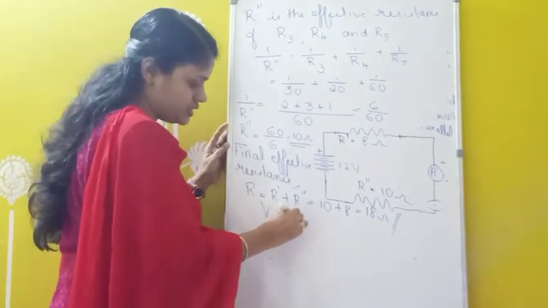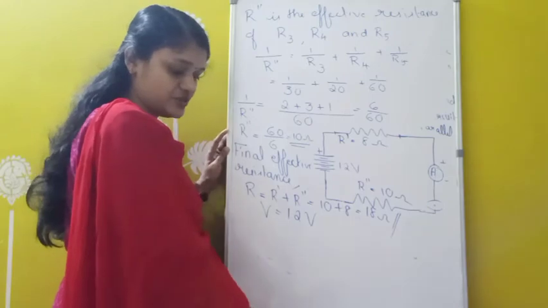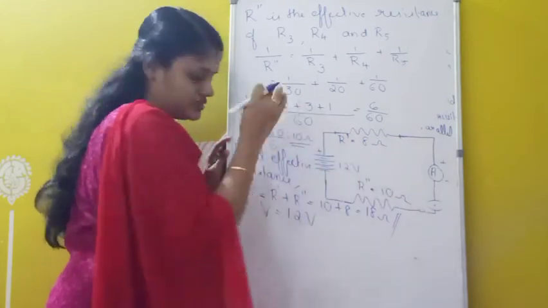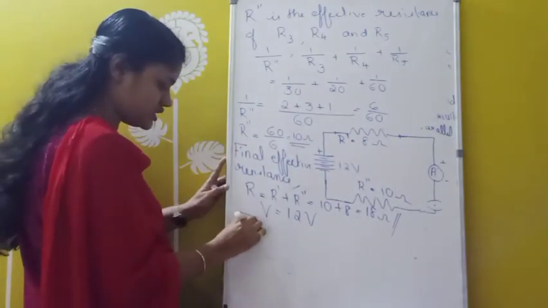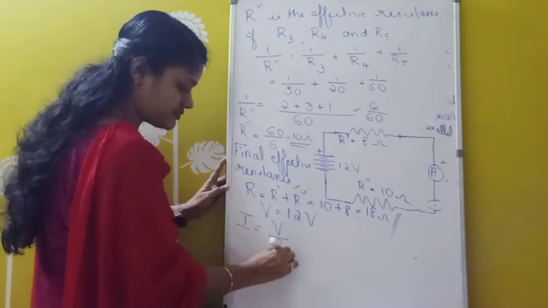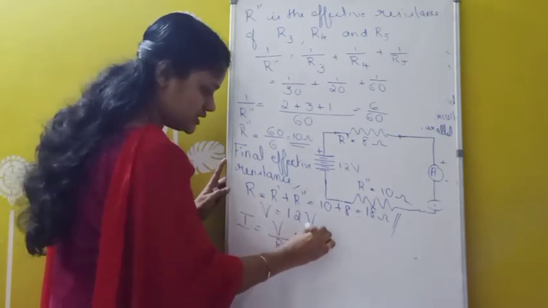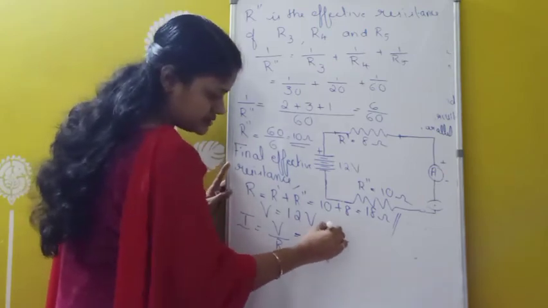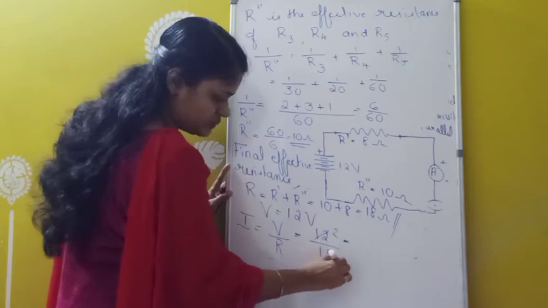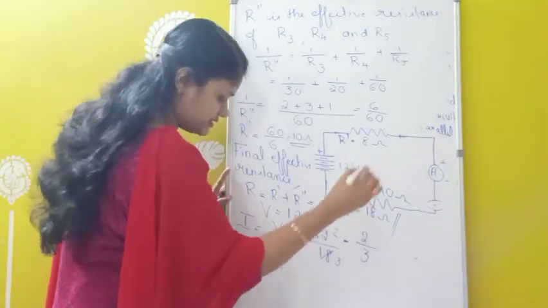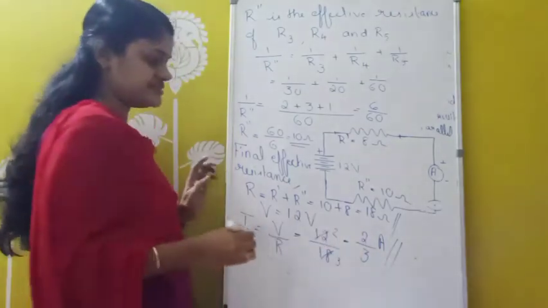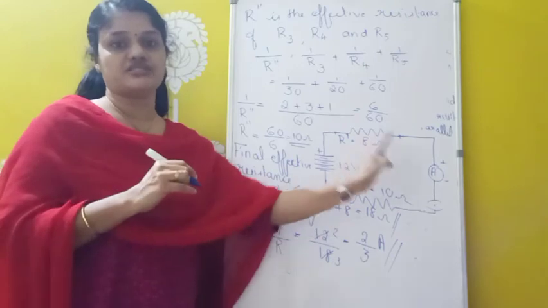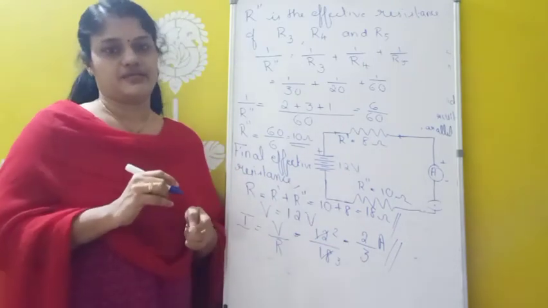V equals 12 volt, and they are asking one more thing. We have to find the total current in the circuit. That means the ammeter reading. This ammeter will measure the total current. How will you find the total current? From Ohm's law formula, I equals V by R. That is equivalent to, what is V here? 12, divided by what is R? 18. So you will be getting 2 by 3 ampere. So this is the current. The ammeter measures how much current? 2 by 3 ampere. Total current through the circuit is given by 2 by 3 ampere. Okay.